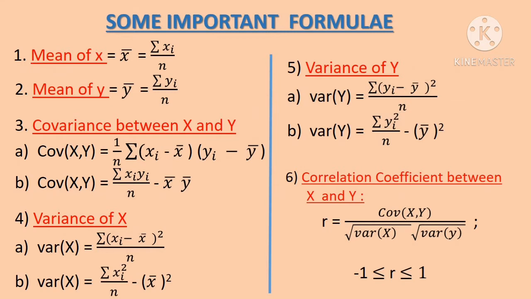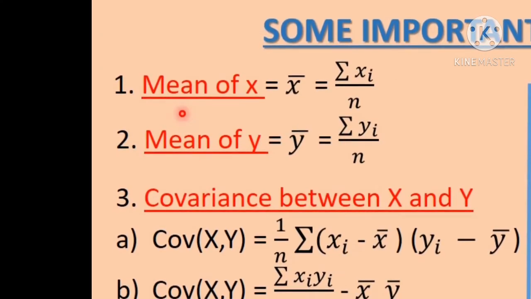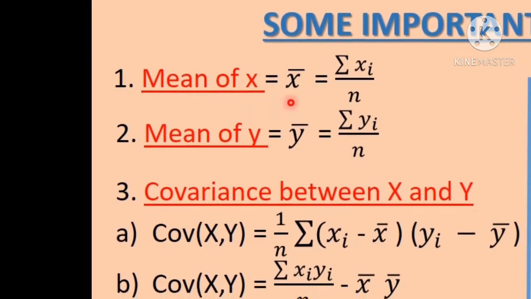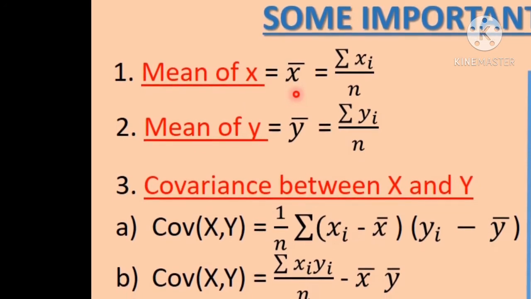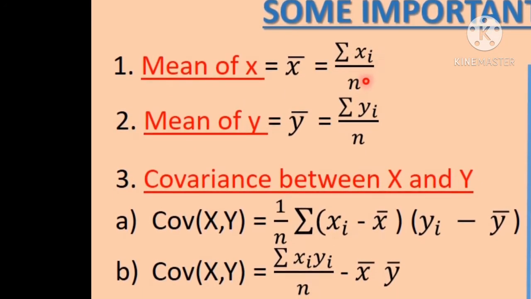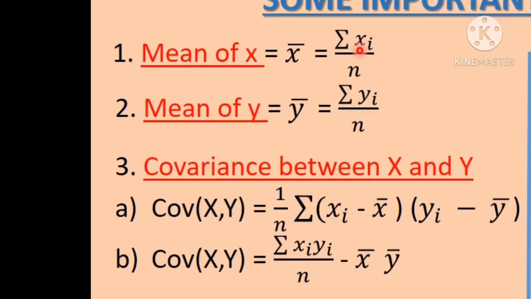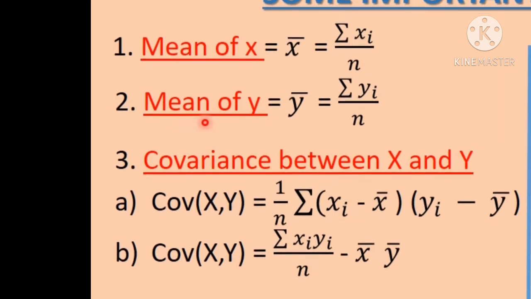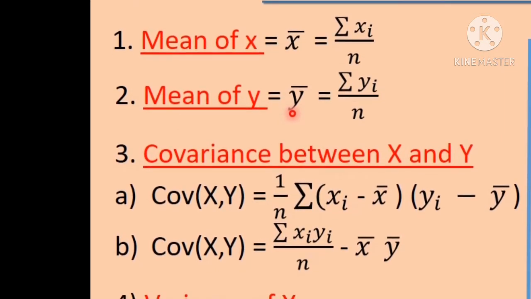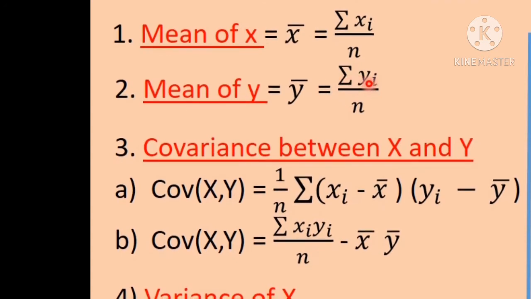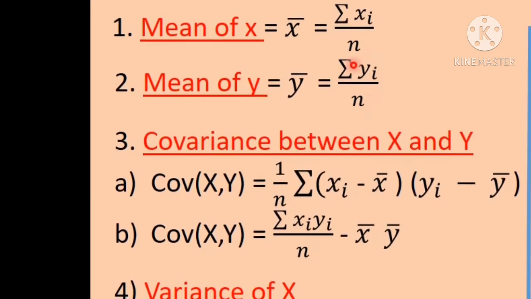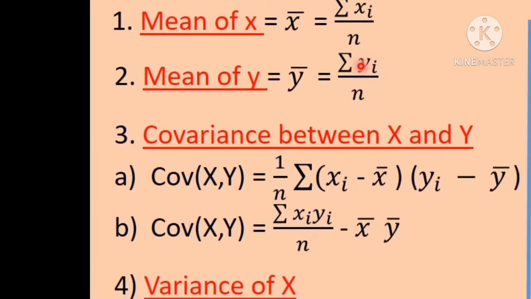Now before starting with the actual formulas of linear regression, let us revise some formulas which we have already studied in the 11th standard. So the first one is mean of x, which is denoted by x bar, and it is given by summation xi upon n, where xi are the various values of the variable x. Similarly, we can write mean of y, that is denoted by y bar, and is equal to summation yi upon n, where yi are the different values of the variable y.